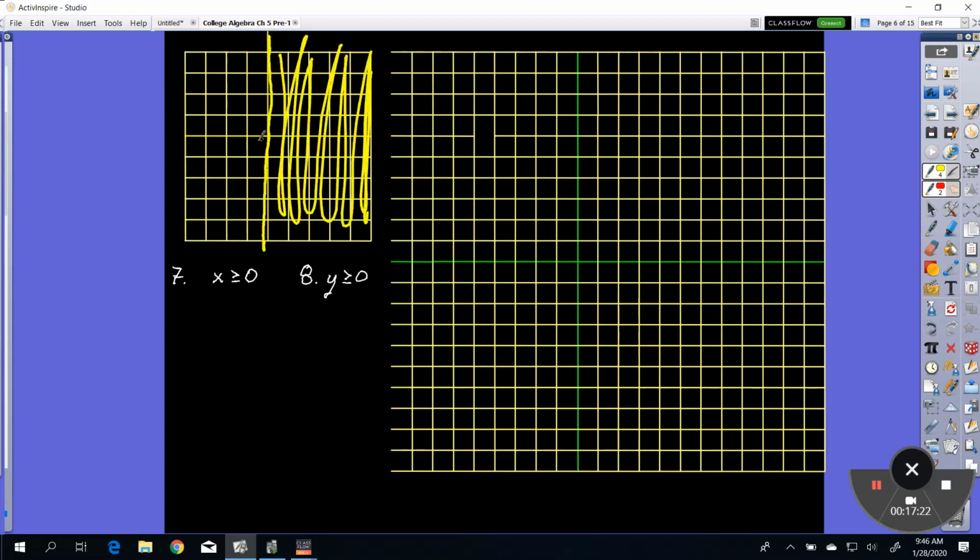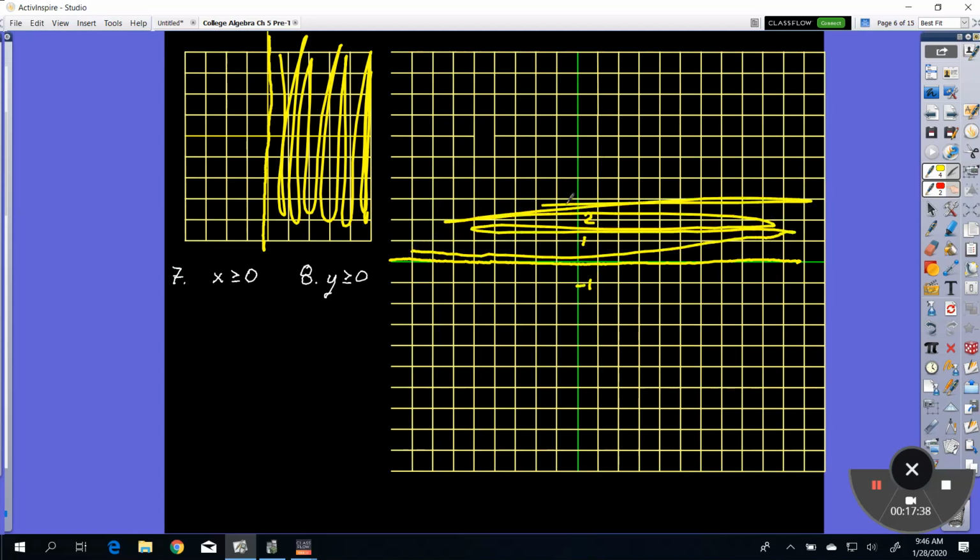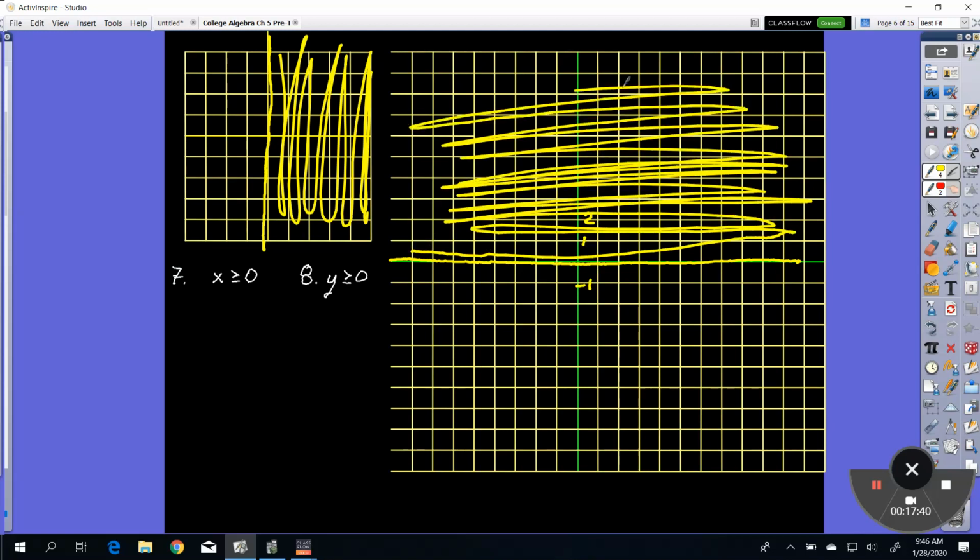So greater than is to the right, like 1, 2, 3, 4, 5. Those numbers are bigger than 0, so I shade that way. Y is greater than or equal to 0. So which numbers are bigger than 0? 1, 2, negative 1. So the ones going up are the ones greater than 0. So I shade above that line. So that's the answer to 7 and 8.